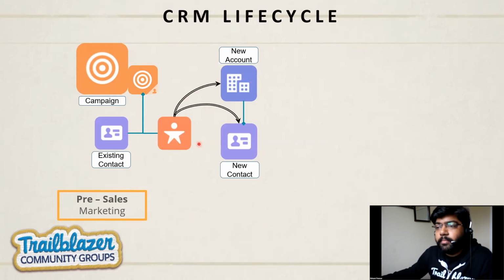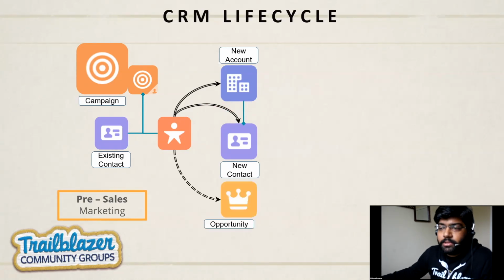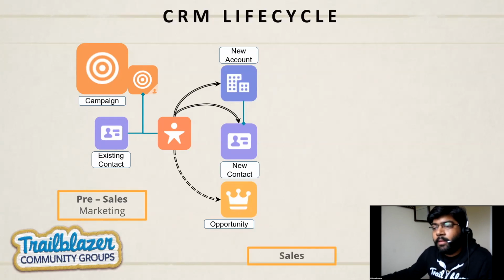Account is the company name, basically where this person works, so that will become your account, and then this person will become a contact working in that company. This is how you create an account and contact from a lead, which is called the lead conversion process. And at this point, if you want, you can also create an opportunity, because in the end you want to sell something to this person. To sell something, you are creating an opportunity, and what you will sell is basically sales.